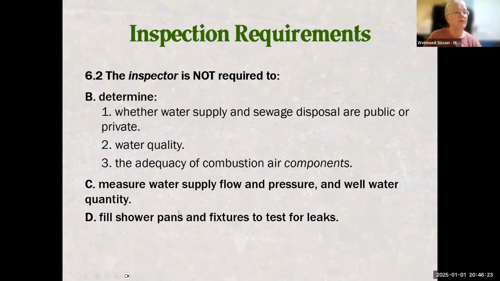You're not required to measure flow or fill shower pans and fixtures to test for leaks. It's another company business decision, but we don't fill shower pans and we don't fill bathtubs.